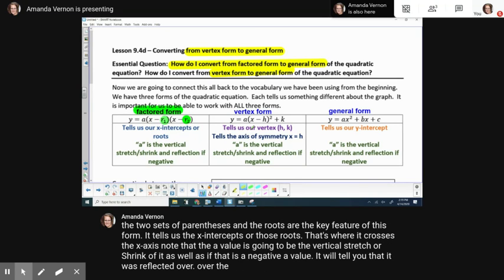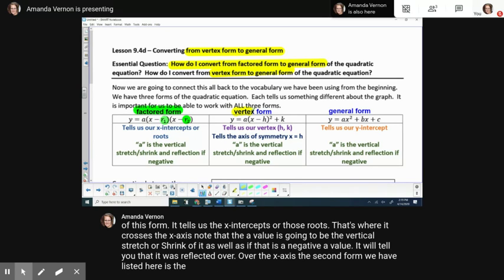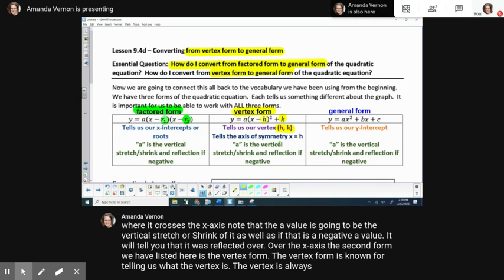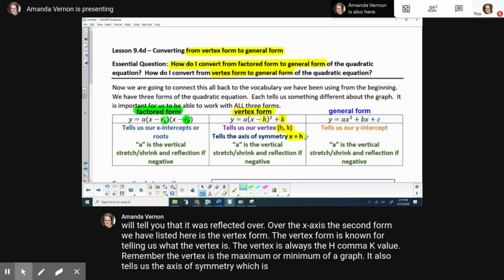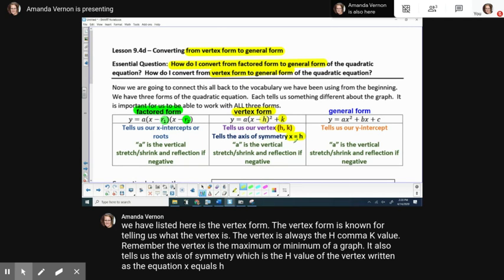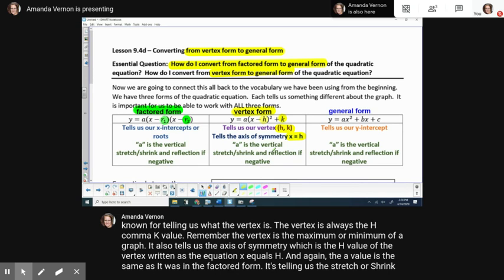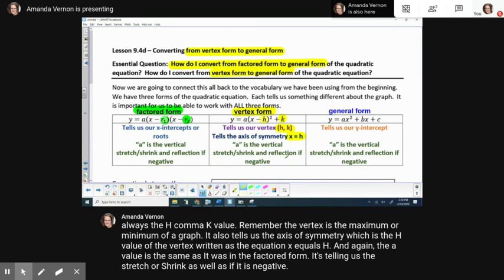The second form we have listed here is the vertex form. The vertex form is known for telling us what the vertex is. The vertex is always the h comma k value. Remember, the vertex is the maximum or minimum of a graph. It also tells us the axis of symmetry, which is the h value of the vertex, written as the equation x equals h. And again, the a value is the same as what it was in the factored form. It's telling us the stretch or shrink, as well as if it is negative, it is a reflection.